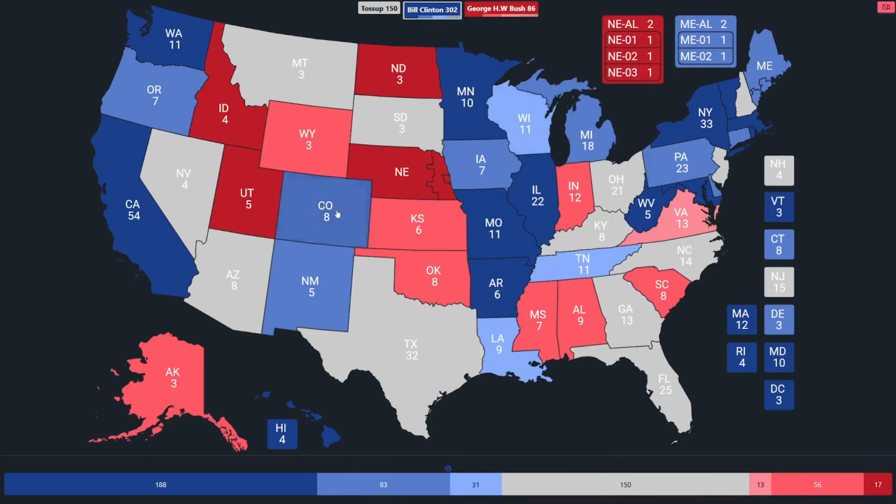Now we're at about 3.5%. We've got a couple of Bush states. First is South Dakota. Then it's his home state plus the home state of Ross Perot. That's Texas. Now we're into the top 10. We've got Kentucky going for Clinton by 3.3.